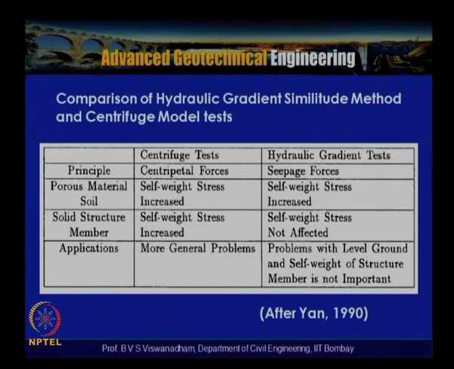And as far as the hydraulic gradient test is concerned, we said that this is mostly used for granular or sandy soils, and for problems with level ground where the self weight of the structure member is not important. Examples are a footing resting on a horizontal surface, or the uplift behavior of piles embedded in sandy soils. Similarly, problems like a footing subjected to eccentric loads on level ground can be studied using the hydraulic gradient similitude method.